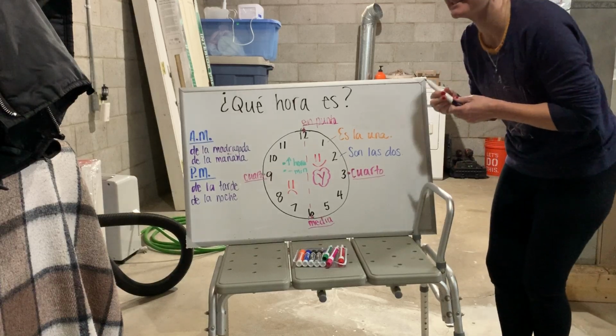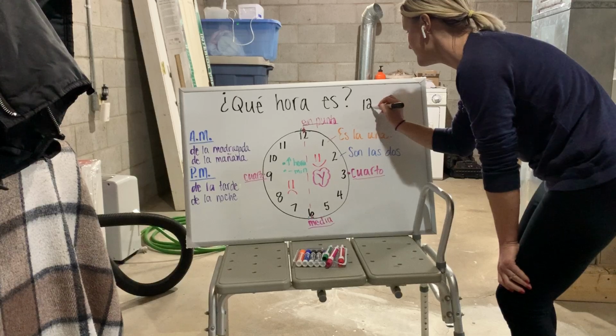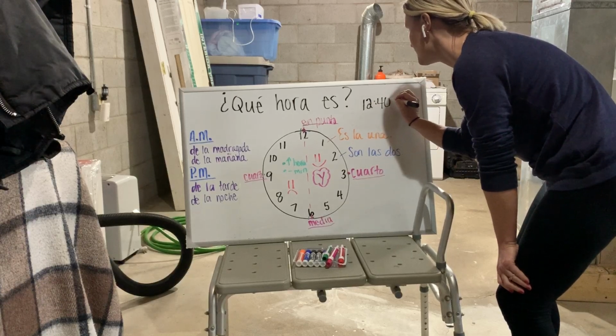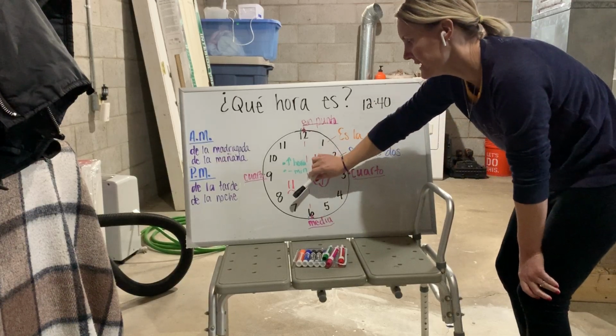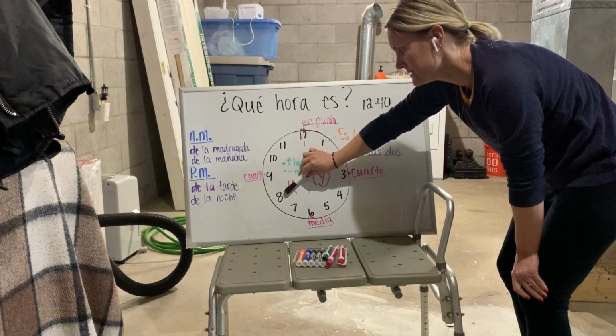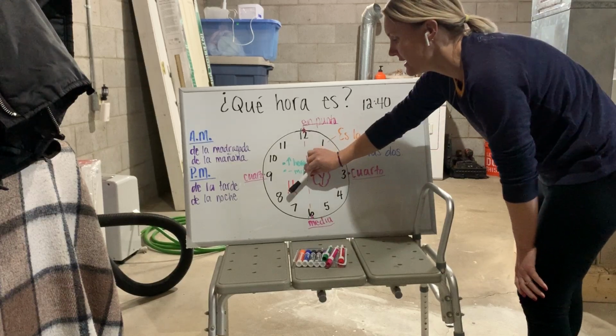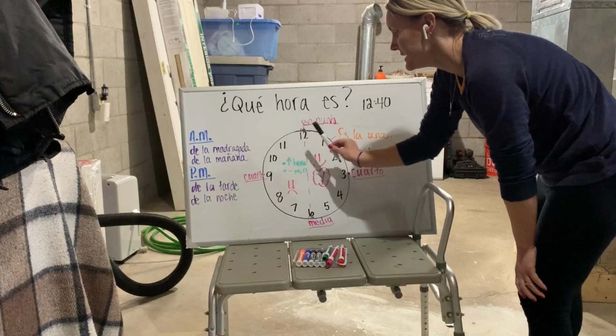Let's try, this is a tricky one, okay? Let's try 12:40. So your minute hand would be pointing here. We're on the dark side of the clock. So you've got to round up to the next hour. And then how many minutes until we would get to that hour?